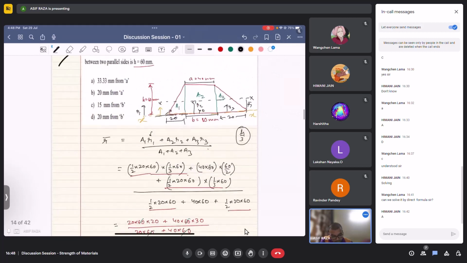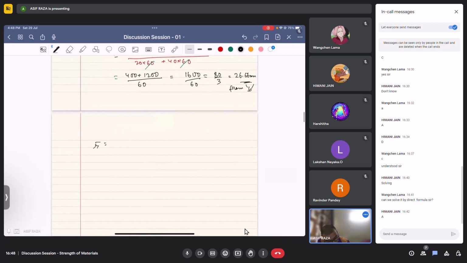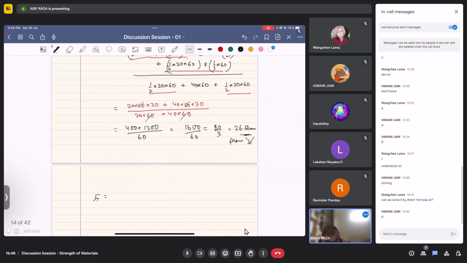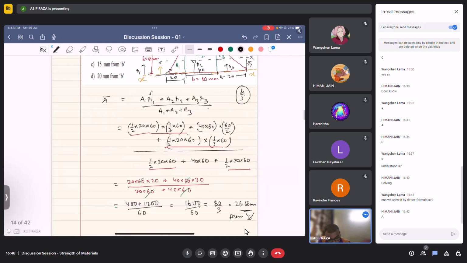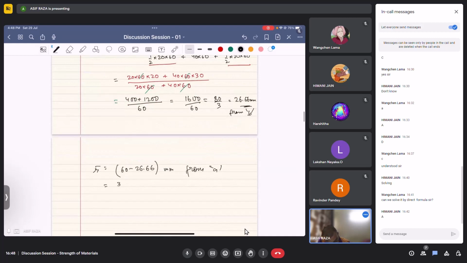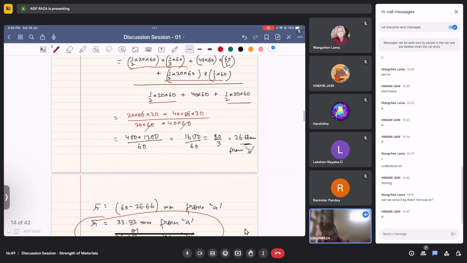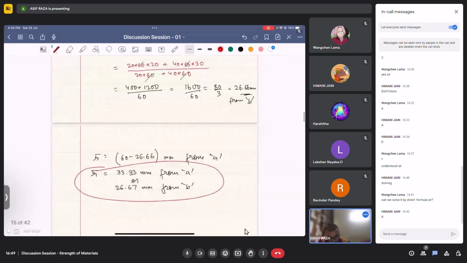What would be from side A? So from side A, if it is this one, it would be 60 minus 26.66 from A, and that would be 33.33 mm from A. Okay, so the answer is 26.67 from B. So with this, answer is option A.